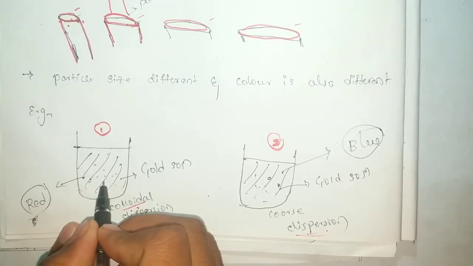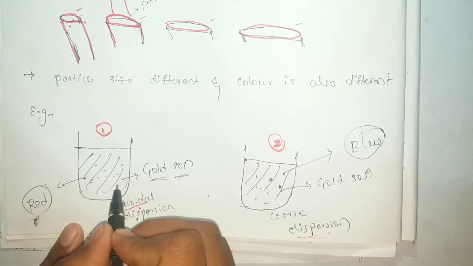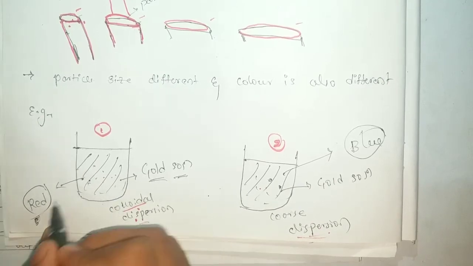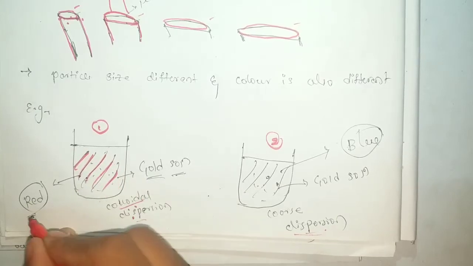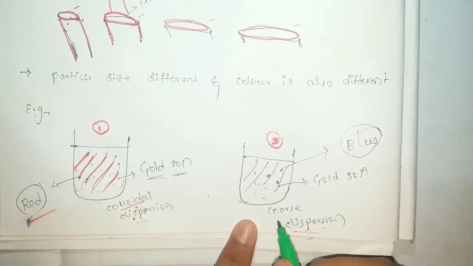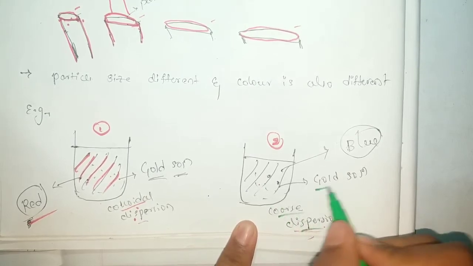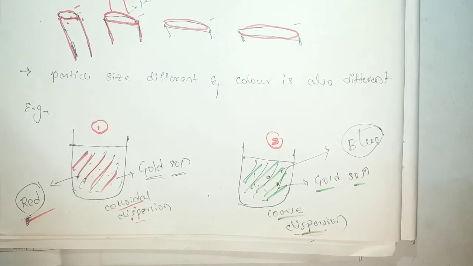When we add the gold solution to this solution, it gives a red color. When we add a gold solution to the coarse dispersion, it gives a blue color. The only reason is the particle size; the color of the solution changes.